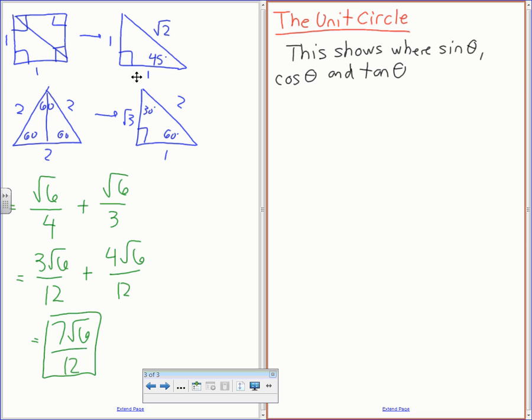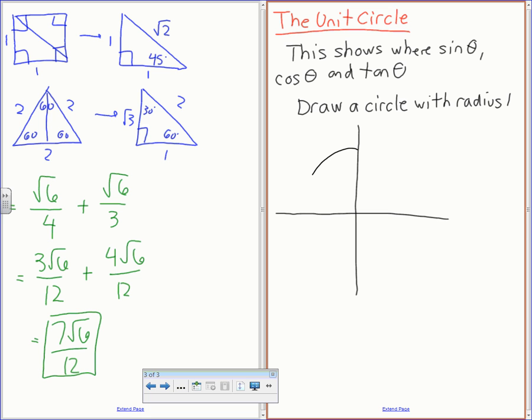So we're going to draw a circle on the board with radius 1. This is going to be called the unit circle. We use this one a lot. Can anyone guess why it's called the unit circle? What does unit mean? Unit means 1, right? So it's a radius of 1, okay? Take a second and scribble that down.